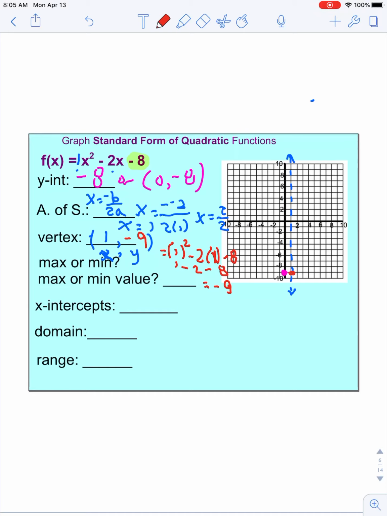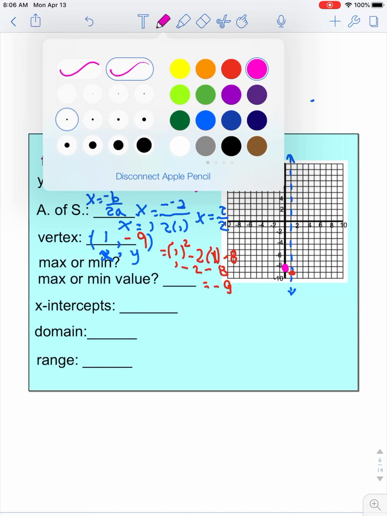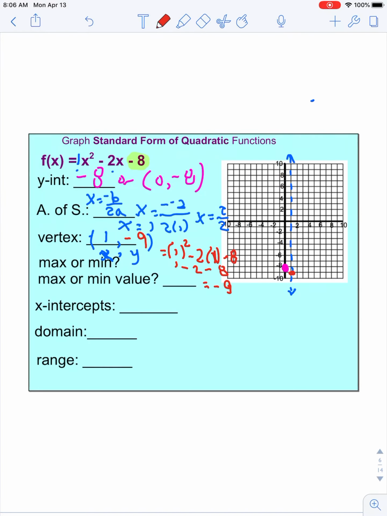Okay, I just noticed right here that I actually plotted my vertex right there as -9 instead of -8, so I'll go back and fix that. That happens. So here is my y-intercept, and here is my vertex. We also know that once we determine our vertex and our axis of symmetry, we can actually flip over another point on our graph right here, because this is symmetrical. So now I have 3 out of 5 points that I need.